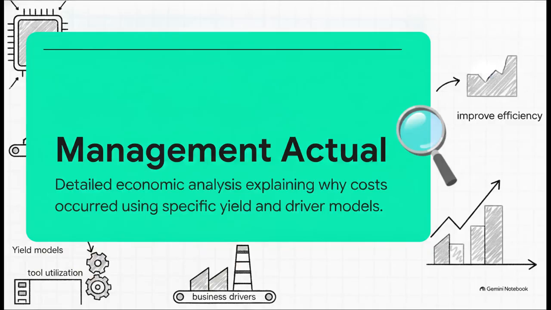Now, contrast that immediately with Impact ECS. When Impact calculates an actual cost, it is a management actual cost. It doesn't exist to replace the official ledger, not at all. It exists to explain why those costs happened in the first place.